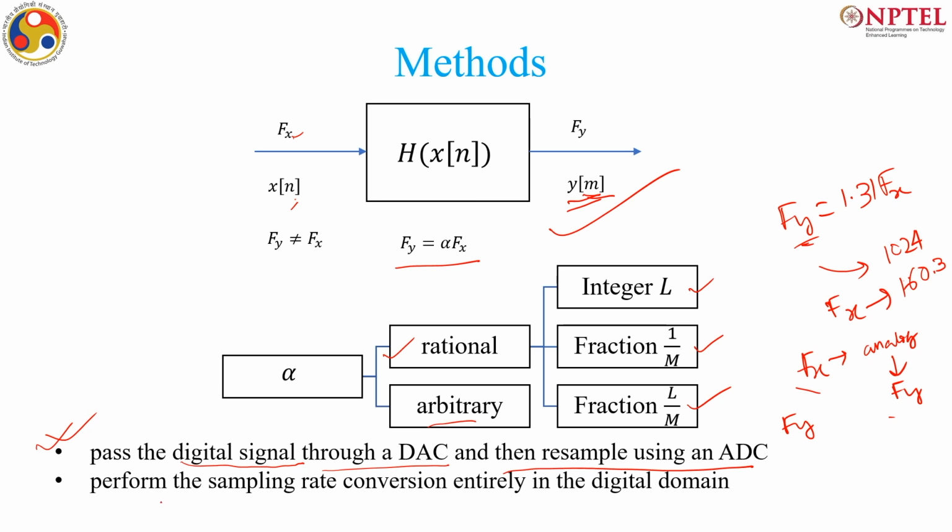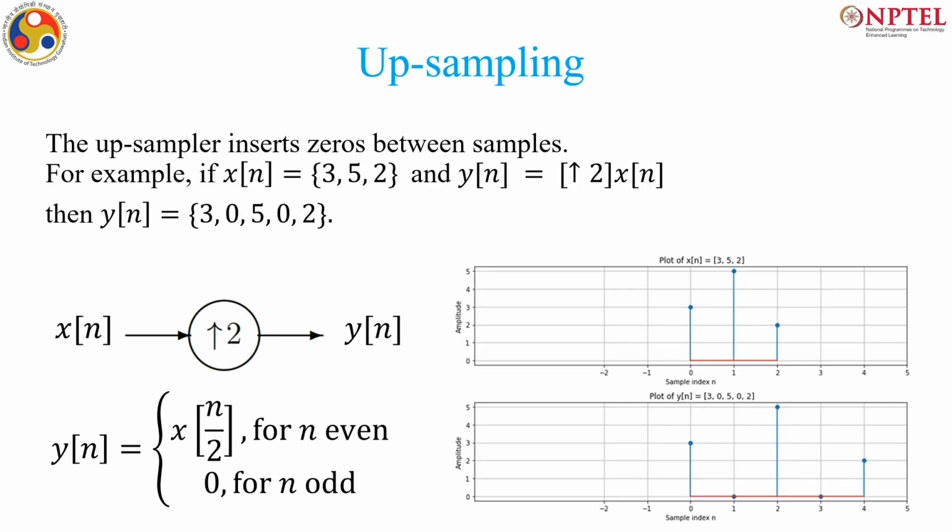So, the other approach is directly performing the sampling rate conversion entirely in the digital domain, and this is possible only for these 3 types, and in this module I would restrict myself to these 3 cases. So, first let us understand what are the 2 forms of sampling rate conversion. Since f of x is not equal to f of y, either f of y is greater than f of x, or f of y is less than f of x. If it is equal, then it is no more multirate.